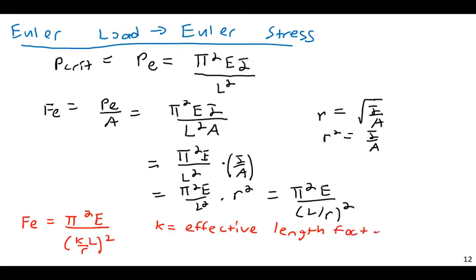And often we refer to this whole thing combined, KL over R, as just the column stiffness. This really represents the combined effects of all of the column's geometry. It combines the length, the support conditions, and the cross-section. We sometimes refer to this as column stiffness. Okay.